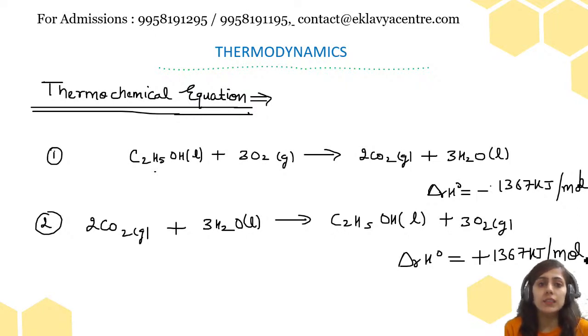Basically, when we are reversing the reaction, the sign of enthalpy of reaction also reverses. The first reaction is exothermic in nature, so the reverse reaction will be endothermic.